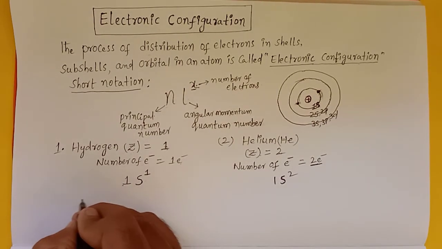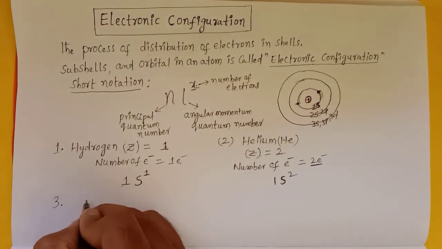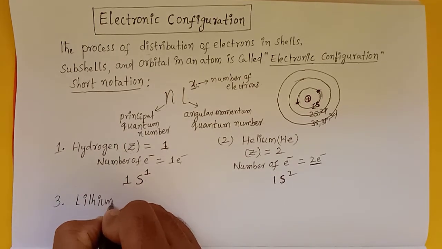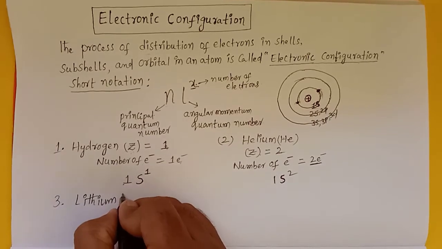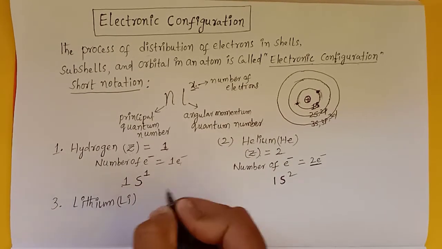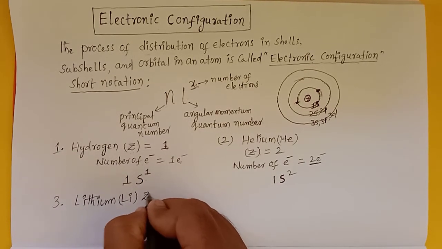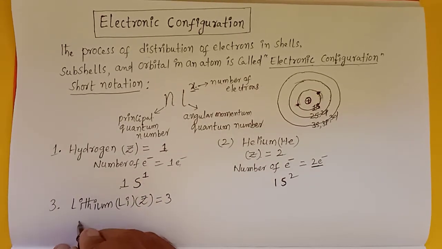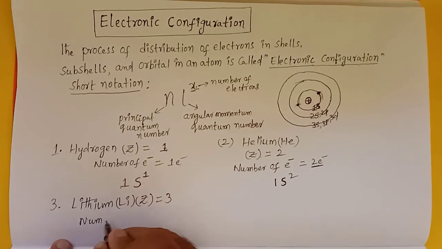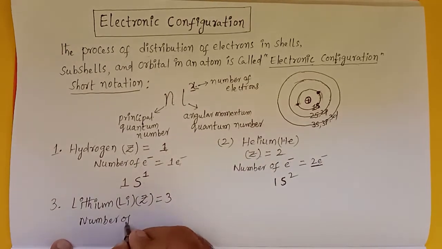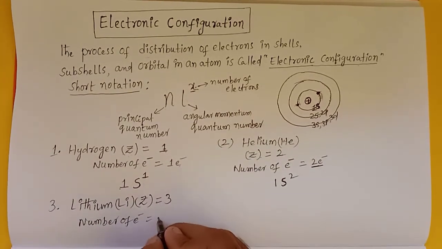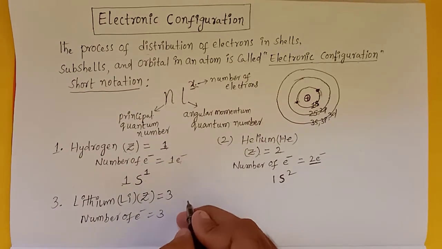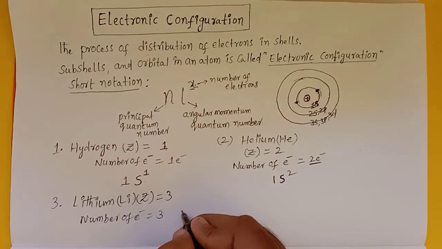Let us discuss the third element, that is lithium. What is the third element? Lithium. Symbol for lithium is Li. And what is the atomic number of lithium? 3. So number of electrons we have to consider. How many electrons are present in lithium? 3. So therefore how can you represent the electronic configuration?